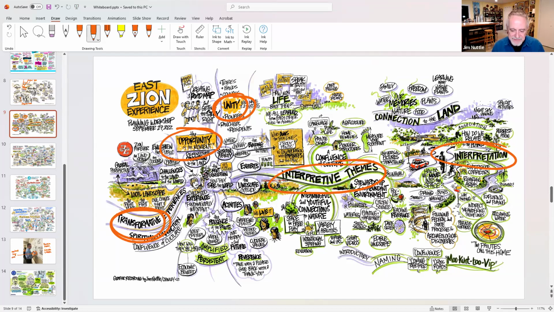So they were very adamant about how that would be integrated, and it was not just a gift shop and a bathroom. It was an actual interpretive center. So those were the themes.